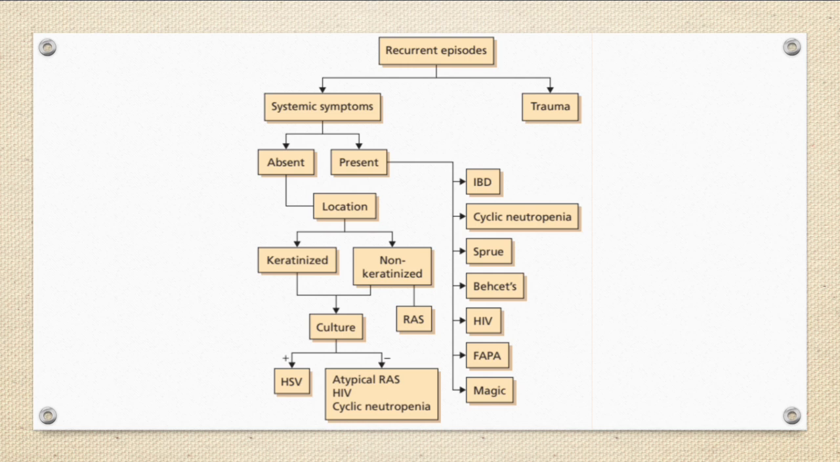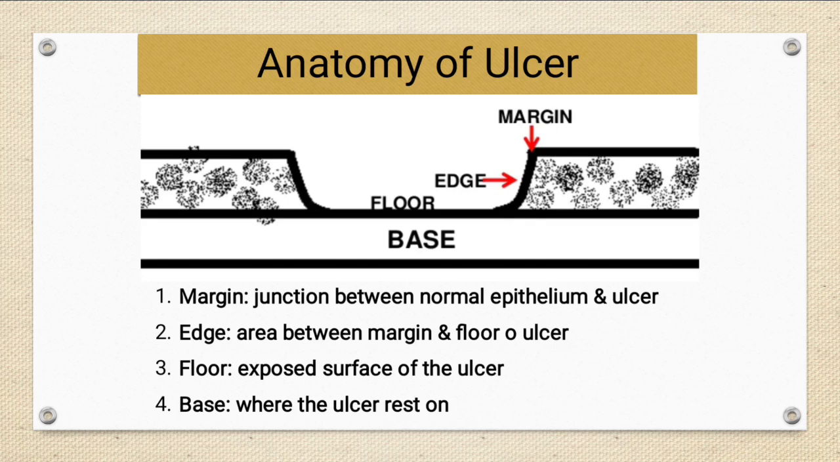And this is a chart that can help you to diagnose. Regarding the anatomy of the ulcer, which must be understood by you all, we have margin, edge, floor, and base. The margin is the junction between the normal epithelium and the edge of the ulcer. The edge is the area between the margin and the floor. The floor is the exposed surface of the ulcer, the area I can see with my eye as grayish yellowish. The base you cannot see, but you can feel. It's where the ulcer rests on.